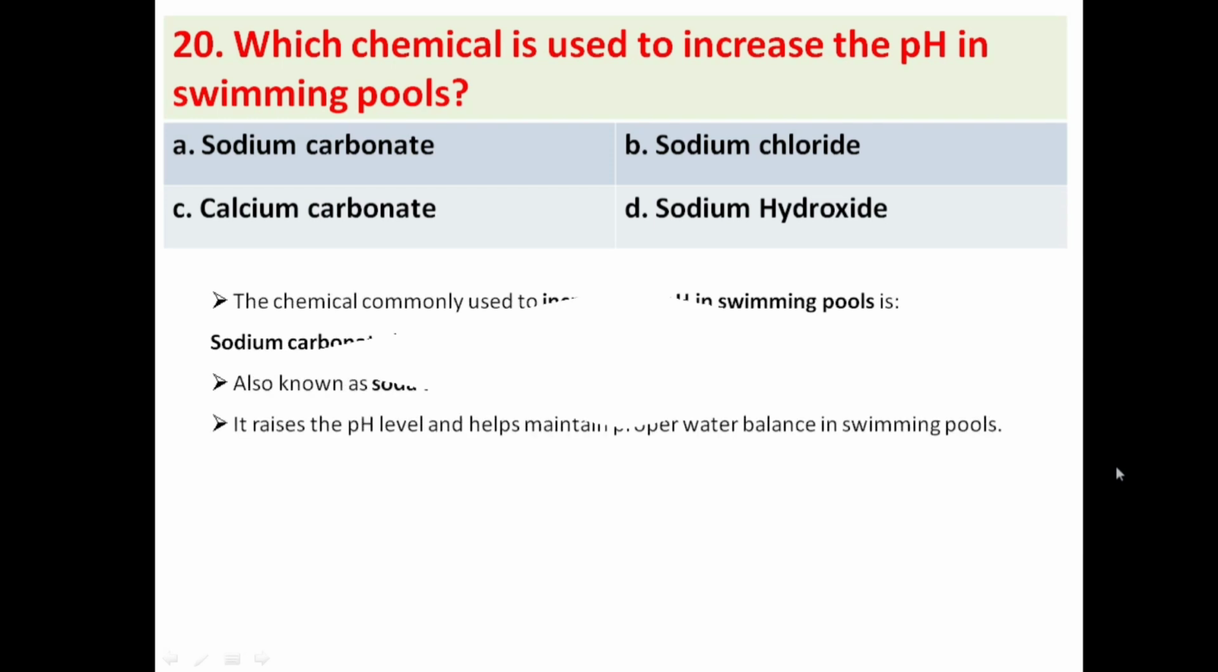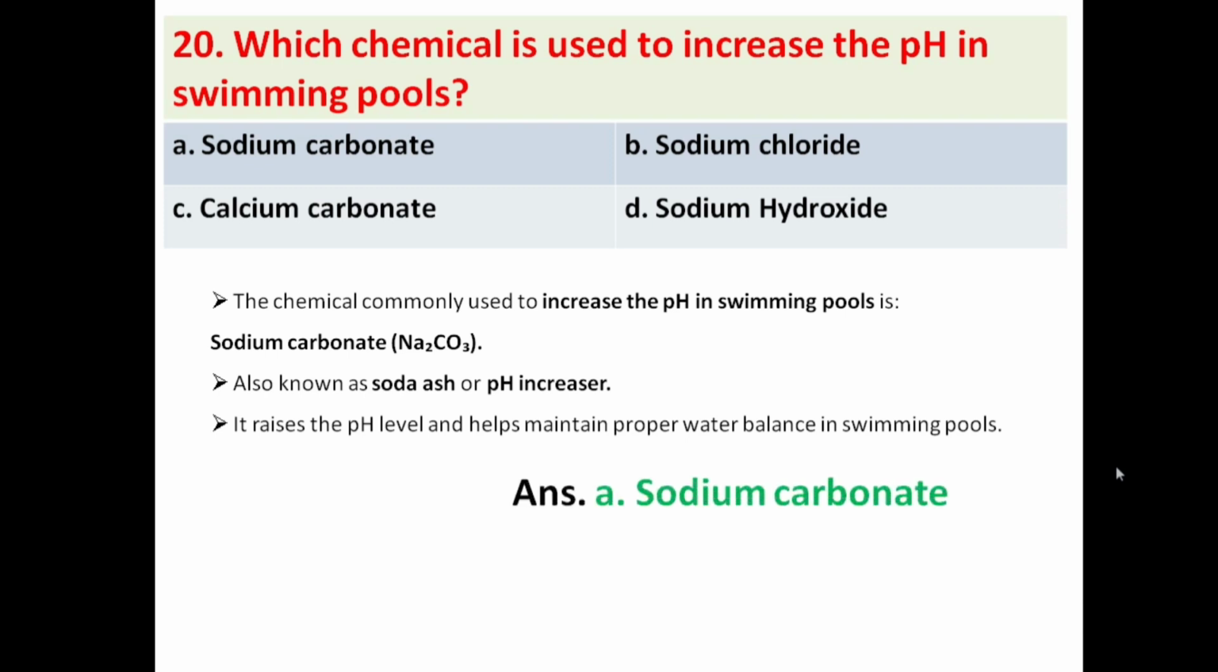The chemical commonly used to increase the pH in swimming pools is sodium carbonate, that is Na2CO3. It is also known as soda ash or pH increaser. It raises the pH level and helps maintain proper water balance in swimming pools. Hence option A, that is sodium carbonate, is the correct answer.